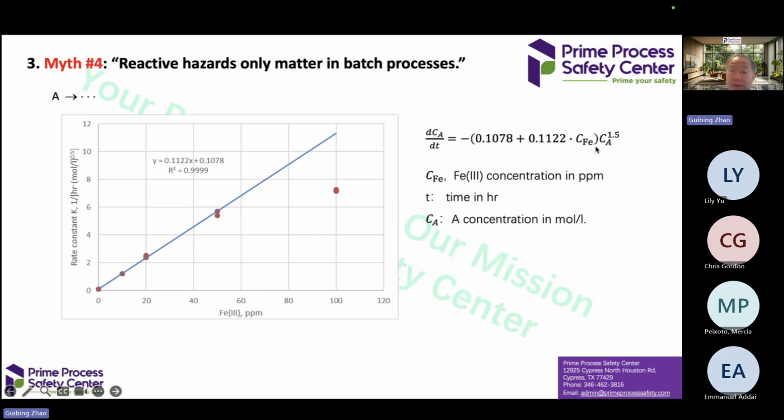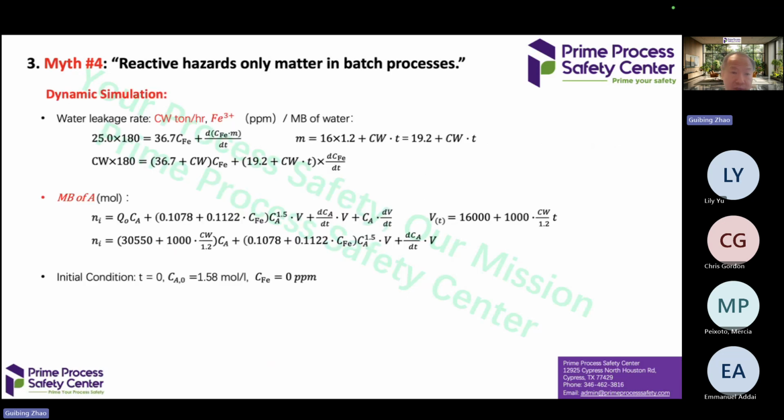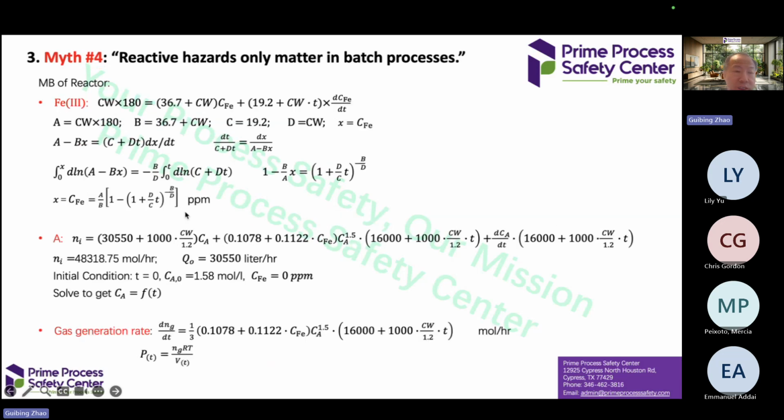So we utilize this to do dynamic simulation, to simulate how, in the cooling water, when the heat exchanger tube ruptures, this will impact the ion concentration and mass balance of A. Finally, we put this information together with the reactor mass balance, ion concentration and component A concentration, how they change, and finally got the gas generation.